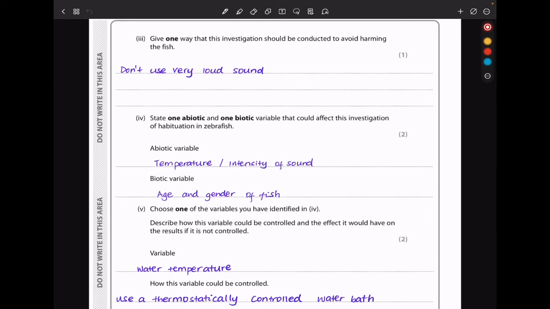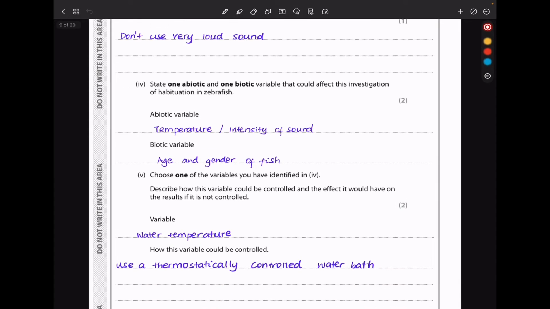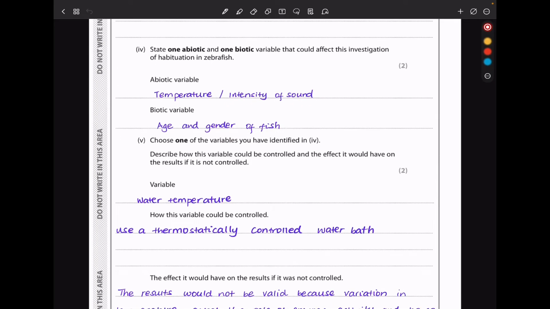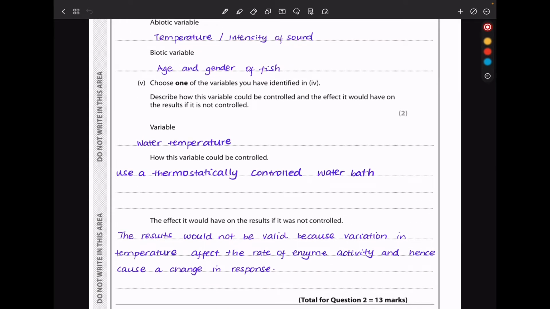And next they say state one abiotic and one biotic variable that could affect this investigation of habituation in zebrafish. The abiotic variable I chose was temperature or the intensity of sound. Then the biotic variable could be age or gender of the fish. Next they say choose one of the variables you have identified, describe how this variable could be controlled and the effect it would have on the results if it's not controlled.